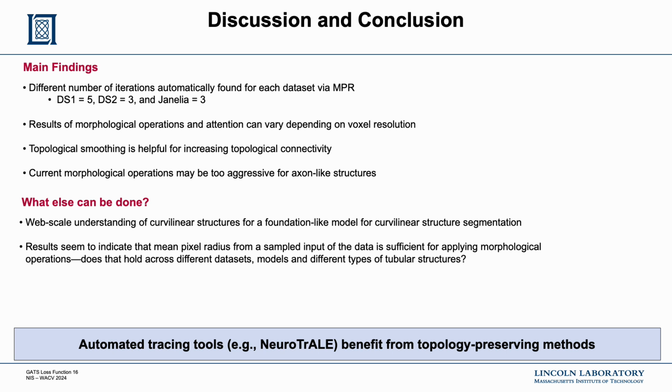Our main observations are shown here again, but mainly we're looking forward to applying MPR and topological smoothing on different datasets and using the GATS loss function to train models built using different architectures. Our goal here is to make an annotation pipeline that is flexible enough to require less additional training when it comes across new data.